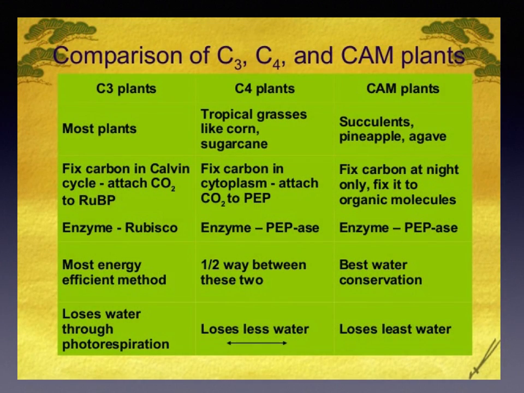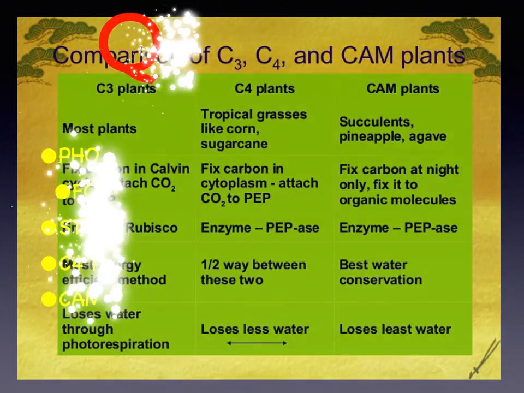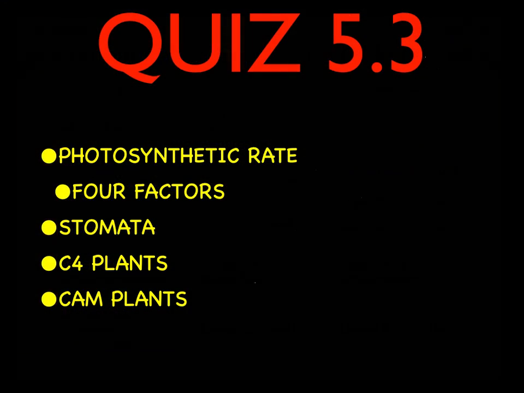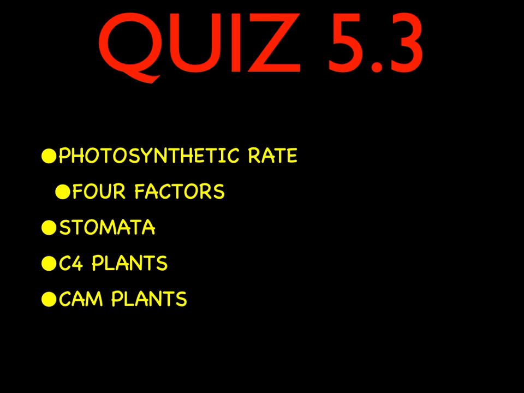Here is another older version of our table. The best one is the one I just described previously. And then you can study for your quiz, which is going to be about the 4 factors of rates, stomata, C4 plants, CAM plants, and that table will be good for you.